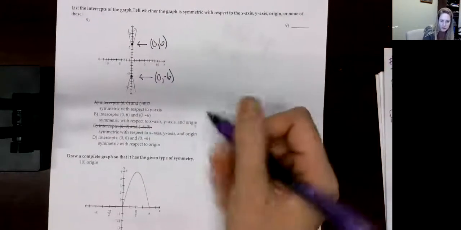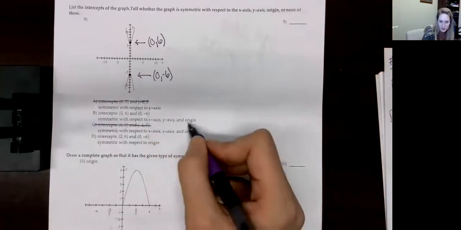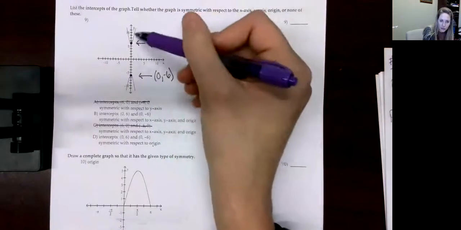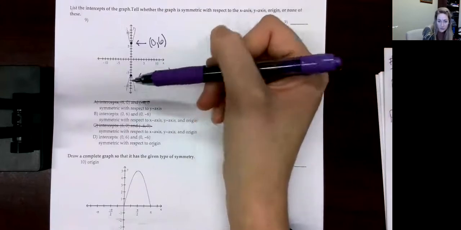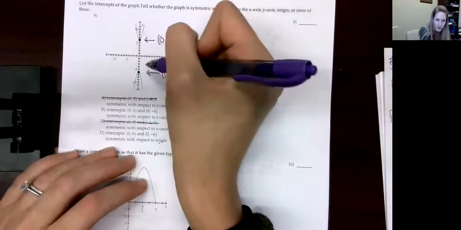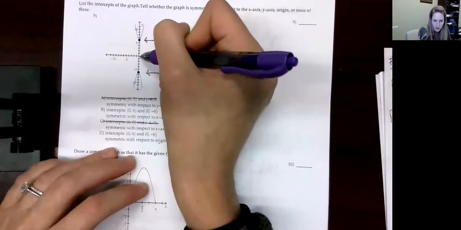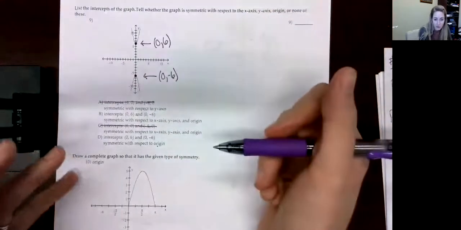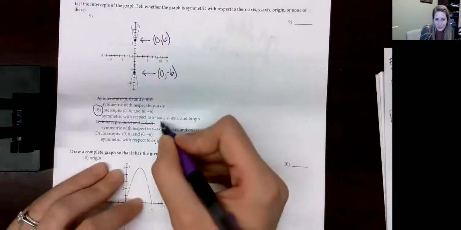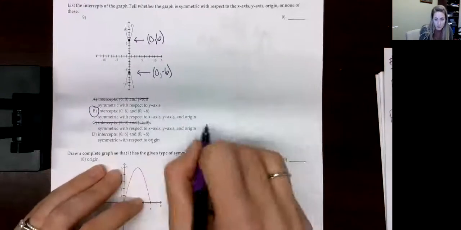Now then, the difference in these two are x-axis, y-axis, origin, and origin. So this will make more sense when we do this one. But when we flip this graph across the x-axis, it lines up. So we have symmetry with the x-axis. When we fold this graph along the y-axis, it lines up. So it has symmetry with the y-axis. We take this graph and we rotate it 180 degrees about the origin. It lines up. So it has symmetry with the origin as well. So this is correct, but this one is the correct answer because it's symmetric to all of them.